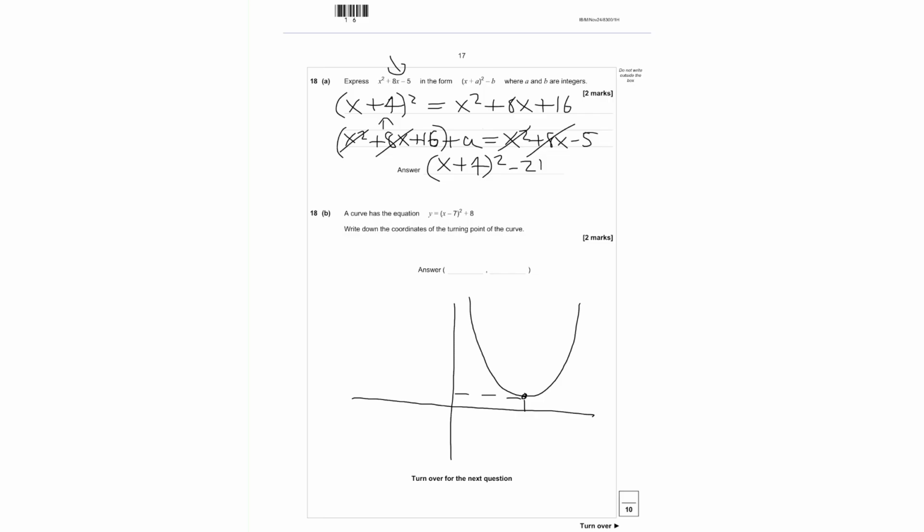So in this case, the lowest point is going to occur when y is the lowest value. Now y is going to be the lowest value when x equals 7, because any value other than 7 is going to be greater than 8, isn't it? Because even if, for instance, we had x is minus 1, minus 1 minus 7 is minus 8, squared would be 64, plus 8. So the lowest value of y we can have is when x equals 7. And consequently, when x equals 7, 7 minus 7 is 0, squared is 0, plus 8. So y is going to be equal to 8.